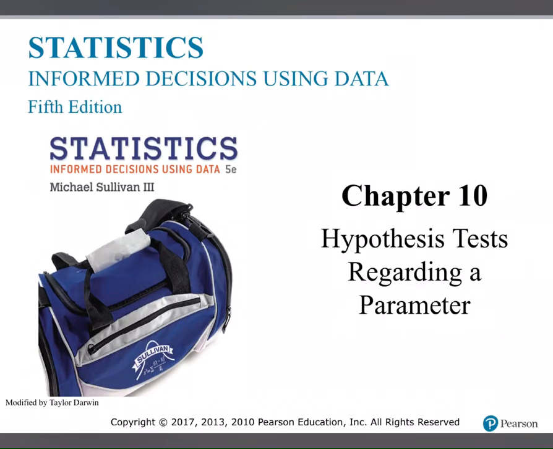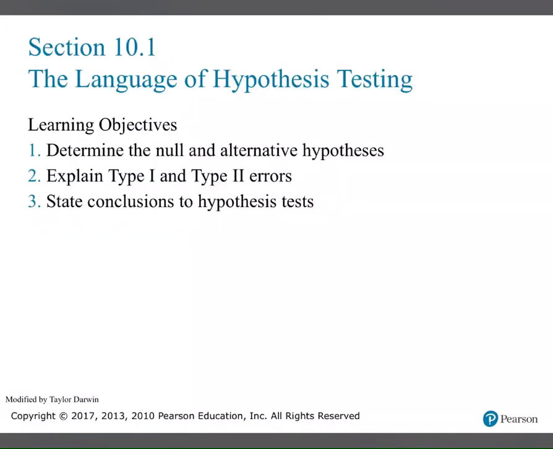Chapter 10 is about hypothesis tests regarding a parameter. This is the chapter that your project is over, so this will help you get some clarity on what you need to be doing for your project. First, we're going to do 10.1, the language of hypothesis testing.